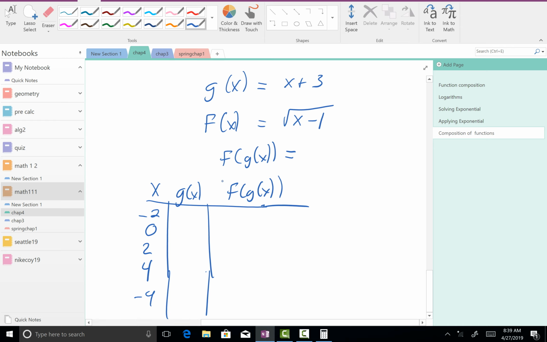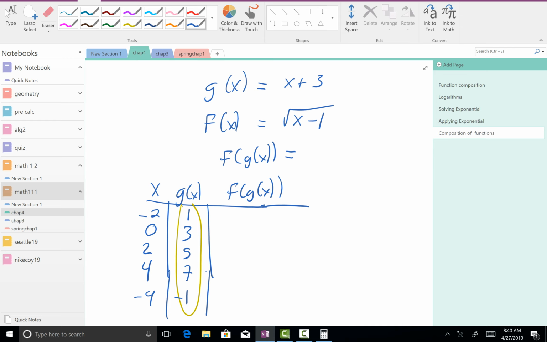So -2 is going to give me a 1. 0 is going to give me a 3. 2 is going to give me a 5. This is going to give me a 7. And this is going to give me a -1. All right? So I got those numbers. Now what I'm going to do is put that into my f of g. So this column becomes the input into this.